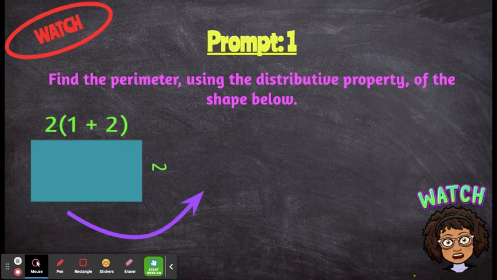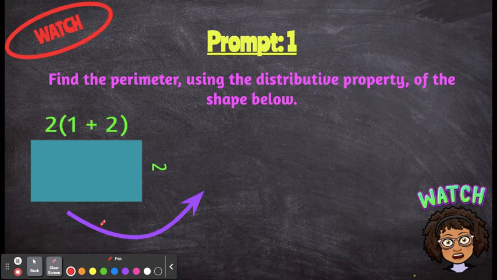All right, so let's look at our first prompt. Find the perimeter using the distributive property of the shape below. So look, you see we have this square. Literally, guys, I have the perimeter, which is a rectangle, right? Perimeter, remember, it's just adding all the sides together. So if you see something like this, I'm looking at 2 parentheses, 1 plus 2 parentheses.